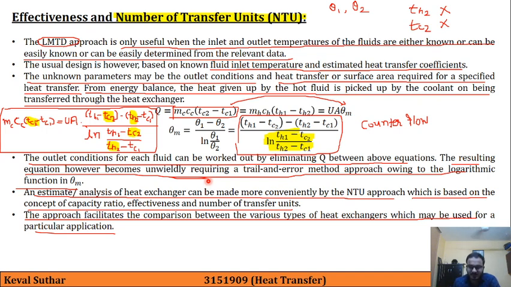That method is known as the NTU approach, which is based on the concept of capacity ratio, effectiveness and number of transfer units. This approach will facilitate the comparison between various types of heat exchangers which may be used for a particular application.